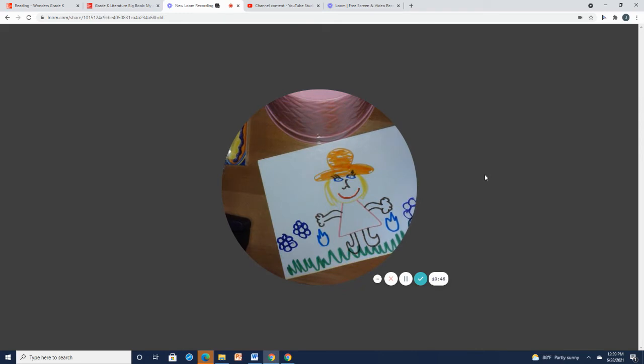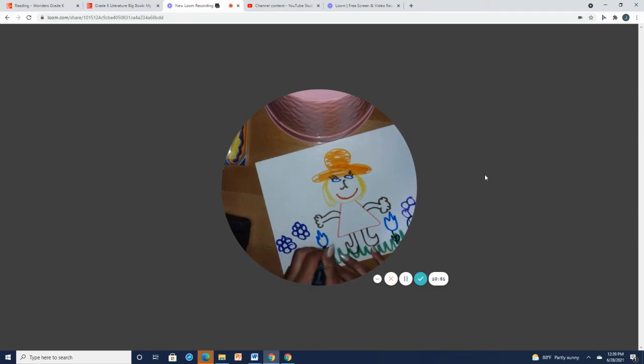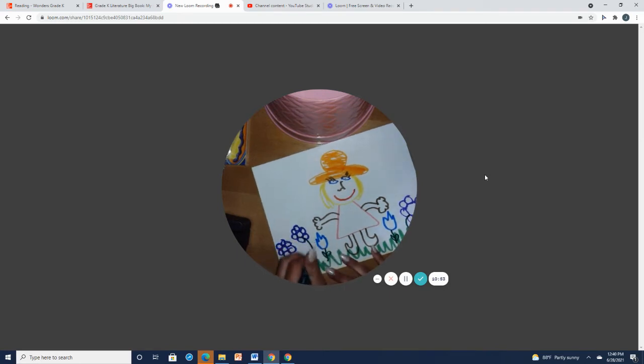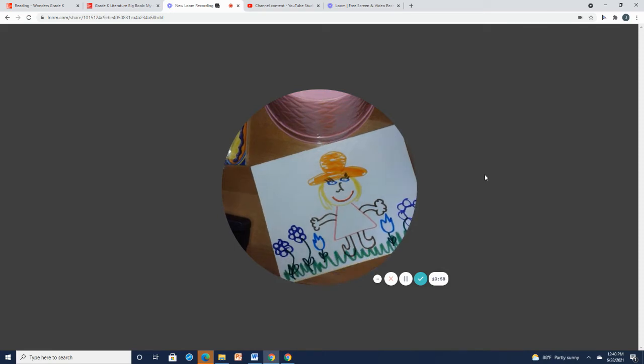Okay, and then I got to draw the stems to my flowers because that's how the flowers grow up out of the ground. Just like this. So there's her garden.